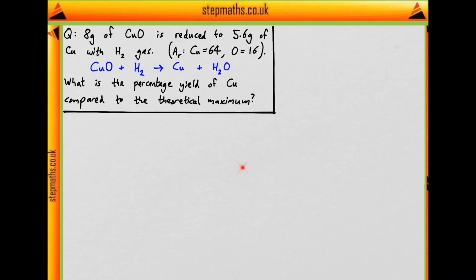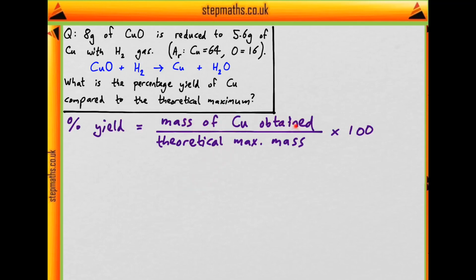So firstly, how do we calculate percentage yield? If it's compared to the theoretical maximum, then the equation will be the mass that we obtain of copper divided by the theoretical maximum mass, and don't forget the times 100 to make it a percentage. So we have the mass of copper that we obtain, that's this 5.6 grams, and so what's its theoretical maximum mass? Well, if we know the mass of copper oxide that we put into the equation, then we should be able to work out theoretically how much copper this should produce.